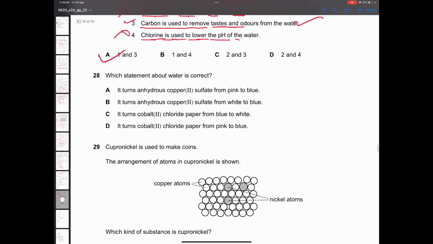Which statement about water is correct? It turns anhydrous copper sulfate from pink to blue. No. It turns anhydrous copper sulfate from white to blue. This is correct. Copper sulfate on addition of water goes from white to blue. It turns cobalt chloride from blue to white, and pink to blue. This is also incorrect.